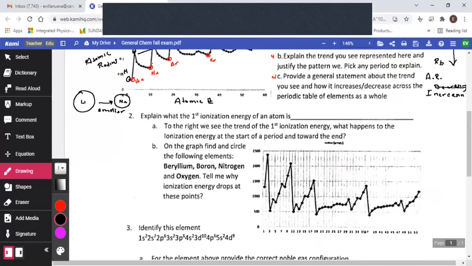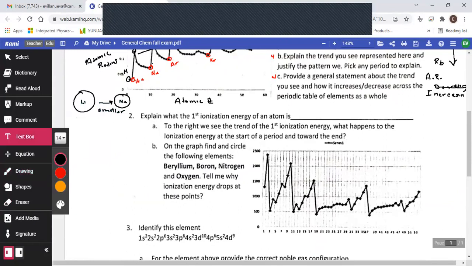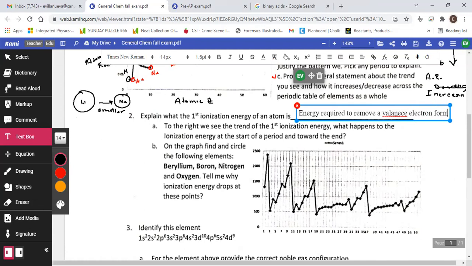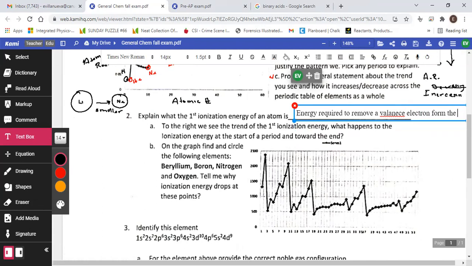Number 2, it says, explain first ionization energy of an atom. The ionization energy is the energy required to pull away an electron. So let me see if I can put a little text box here. So the energy required to remove a valence electron from the electron cloud. Right? So it's got to be the outermost electron.